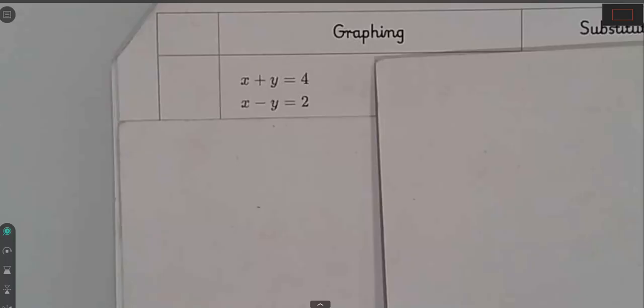So there are two equations to graph. They're not the same line. It's not right, sorry. Because one of them should have a positive slope and one of them should have a negative slope. Yes, that's right.